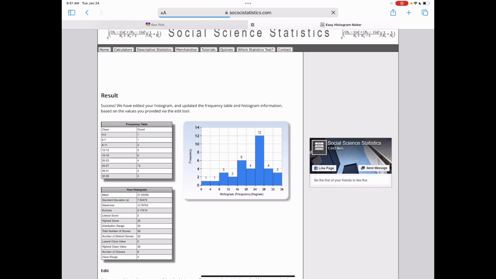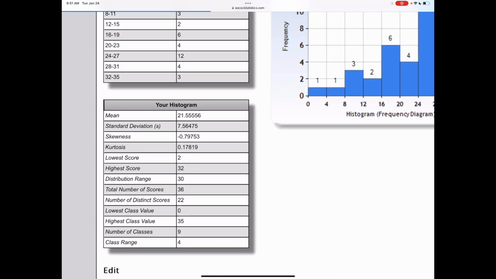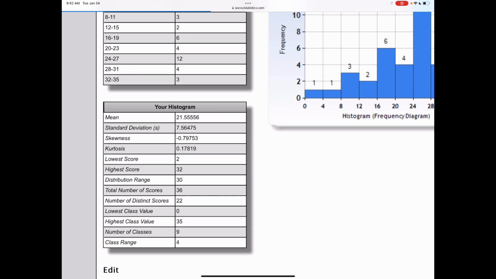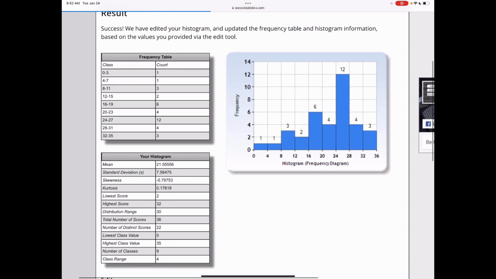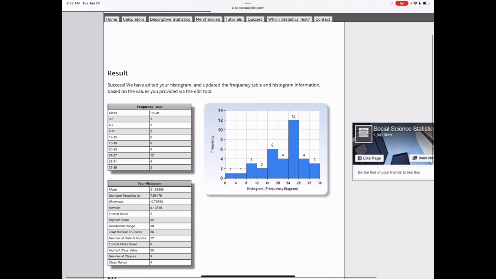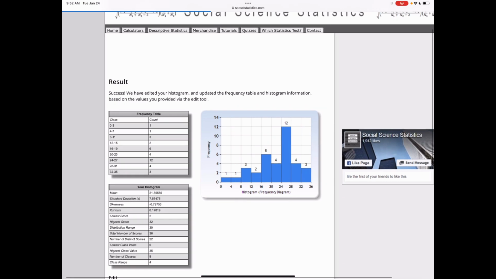This being skewed to the left, we are going to have to use the 5-number summary. And the problem with the Easy Histogram Maker is that it does not do a 5-number summary automatically. It just mainly does the mean and the standard deviation with some other data that we'll talk about later and some that we probably won't talk about. But in order to get the 5-number summary, we really need to go to the box plot generator.